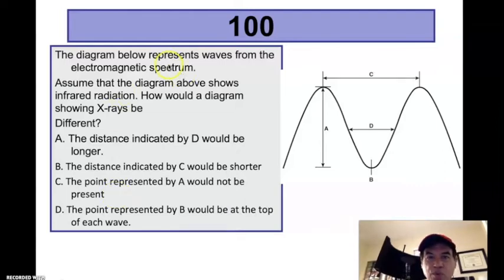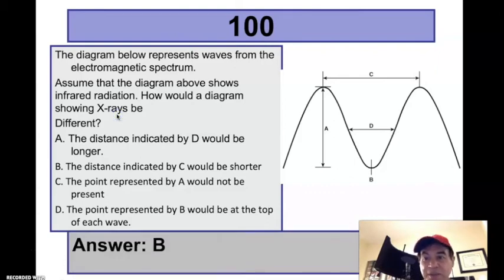The diagram below represents waves from the electromagnetic spectrum. Assume that the diagram above shows infrared radiation. How would a diagram showing X-rays be different? The distance indicated by D would be longer. The distance indicated by C would be shorter. The point represented by A would not be present, or the point represented by B would be at the top of each wave.